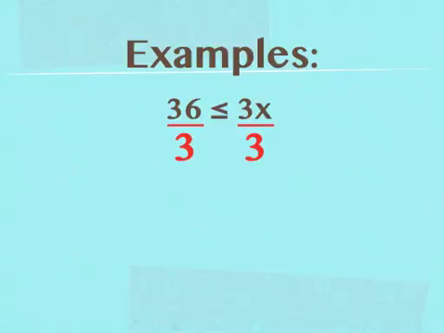Again, we're looking at the red, dividing by 3. I'm dividing both sides of the inequality by a positive 3, so my sign does not need to flip. It's going to stay the same. 36 divided by 3 is 12, is less than or equal to, my 3's cancel out and leave me with x. So my final answer is 12 is less than or equal to x.